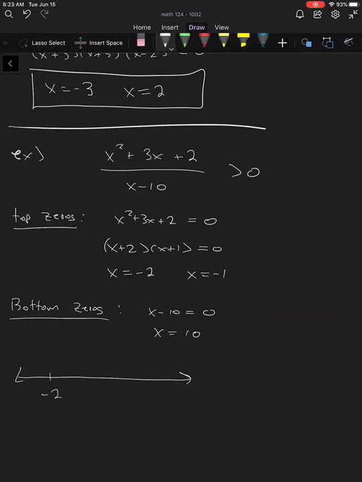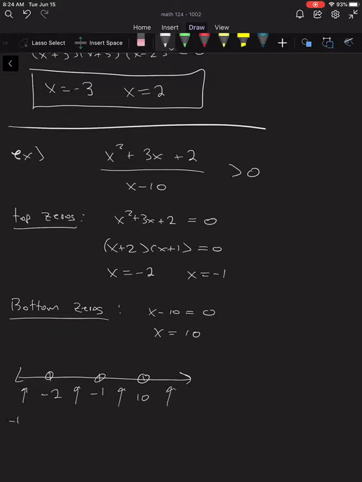Minus 2, minus 1, 10. Bottom 0, which is 10, always gets an open circle, and the top zeros depend on this sign. Since it doesn't have the "or equal to" part, we put open circles. Now we have to test points, picking points in between each of these sections.